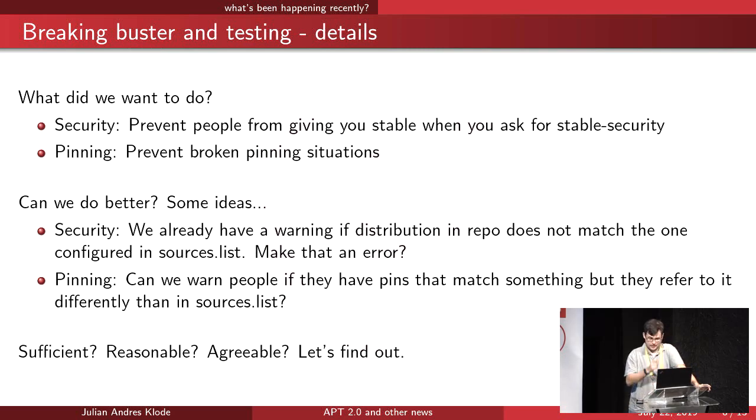And for pinning, I was thinking maybe we can check if the pin matches entries in source list files. But if it matches the file and it's pinning by codename and you have specified the source list entry by the suite name, then we could say, warning, you have specified testing for the pin, but Buster is in your sources list file. Well, bullseye is in your sources list file. And then you could fix it, and we would prevent you from writing pins that break once a new stable release is out.